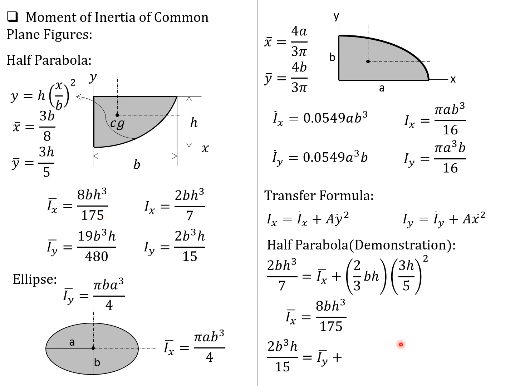And I barred y. Similarly, Iy equals I barred y plus area of parabola, then the distance, the value of barred x, is 3/5 of b. So this is 3/5 of b. So that's why you'll get I barred y equals 19 over 480 b cubed h. So that's it.